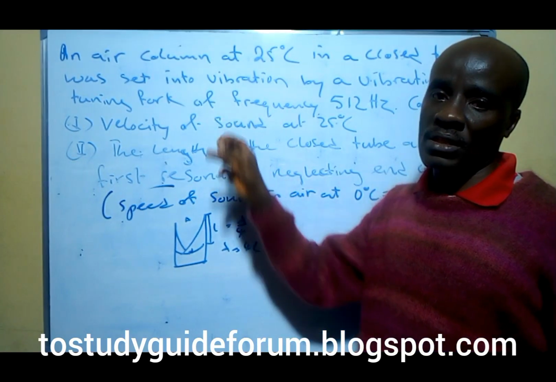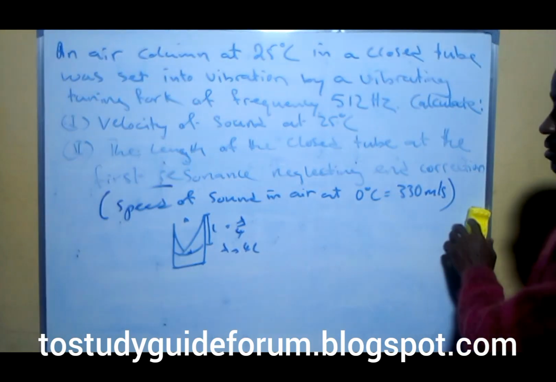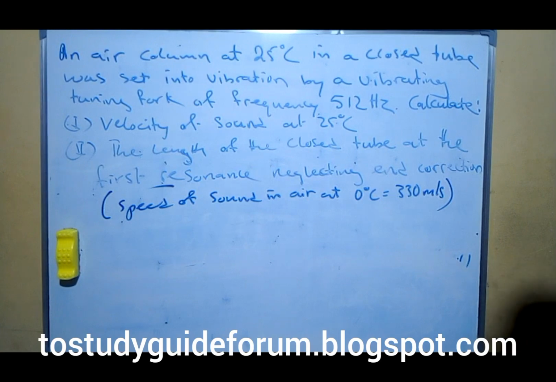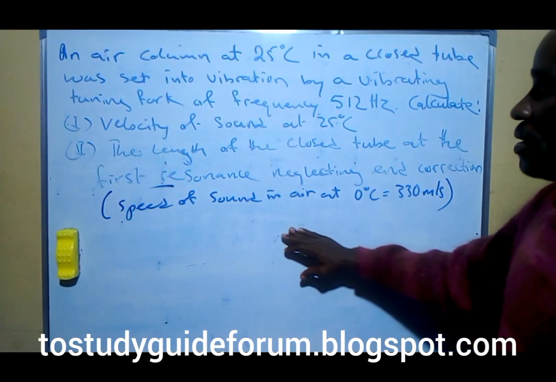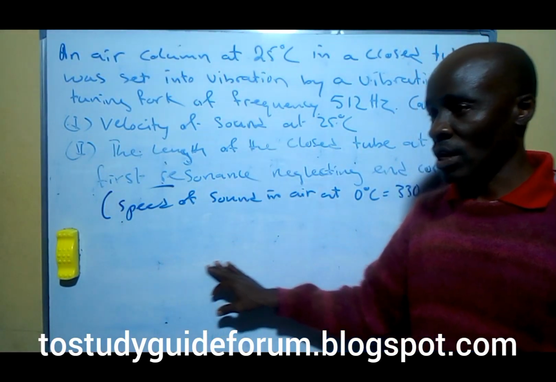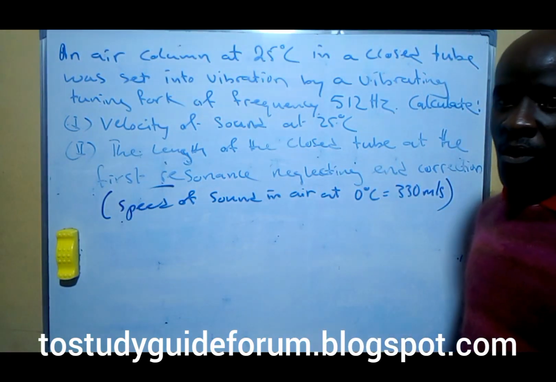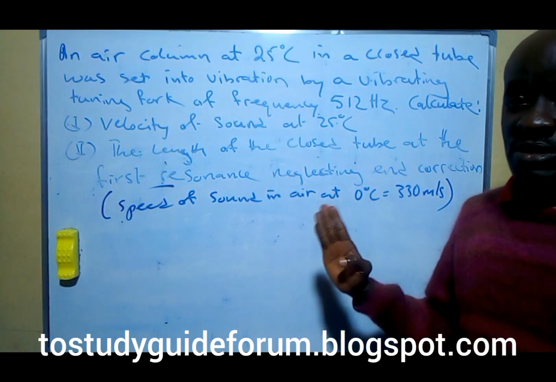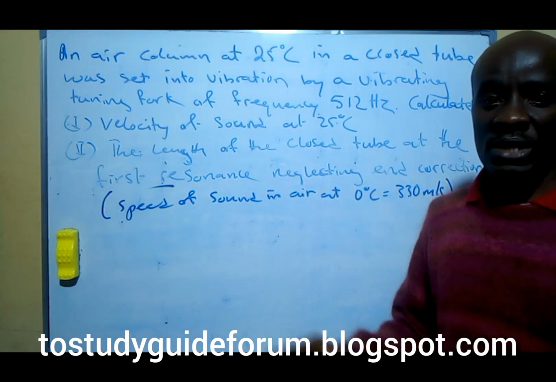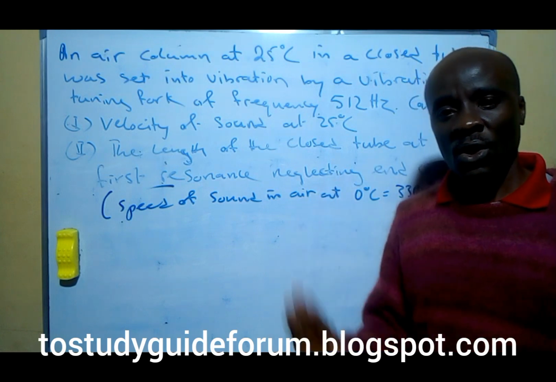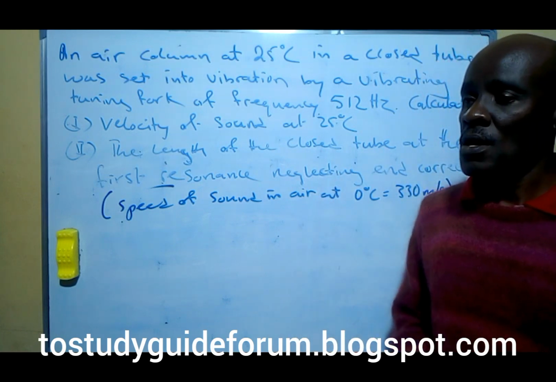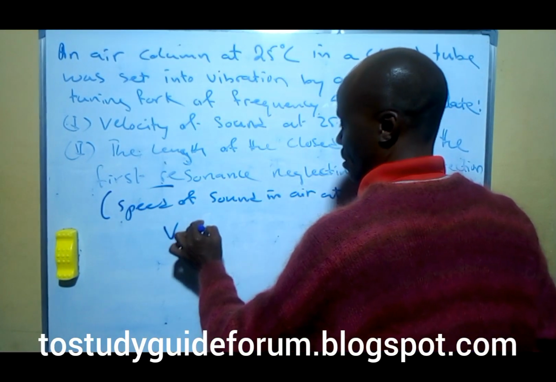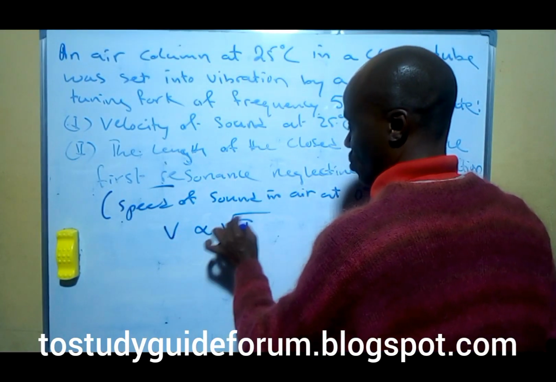First thing you do is to get the velocity of sound, and we know that the velocity of sound is directly proportional to the square root of temperature in Kelvin. Velocity of sound is directly proportional to what? Square root of temperature in Kelvin. That means Kelvin temperature. That is to mean that V of sound is directly proportional to this.